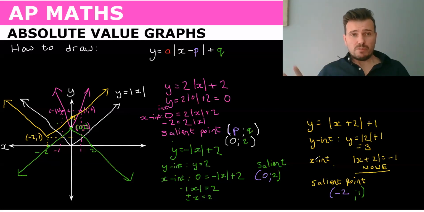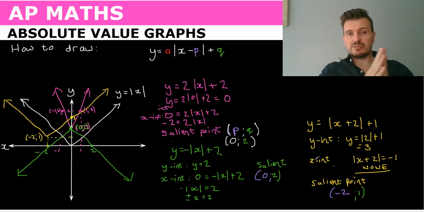So hopefully that helps you to draw absolute value graphs. You are not always going to get an x-intercept, remember that, because an absolute value can never be negative. You're always going to get a salient point, and that's going to be based on the Q. So Q shifts the salient point up and down, and a positive value for the P shifts it backwards along the graph, and a negative value of the P shifts the salient point forward. And you are usually going to get a y-intercept, almost always.